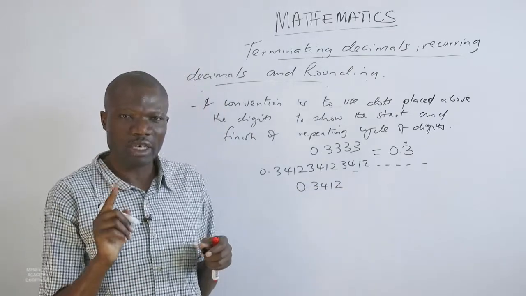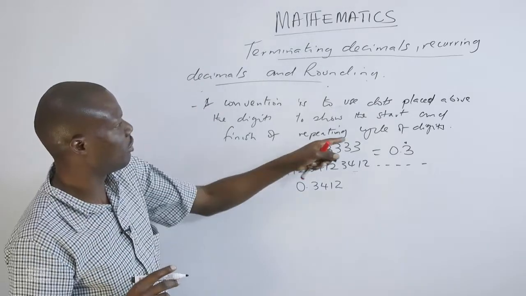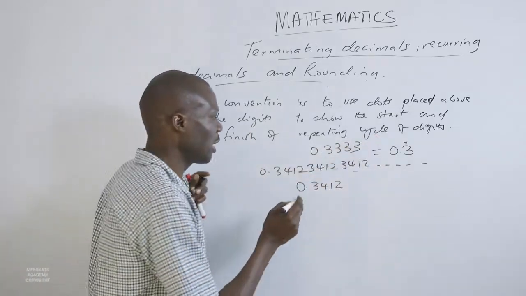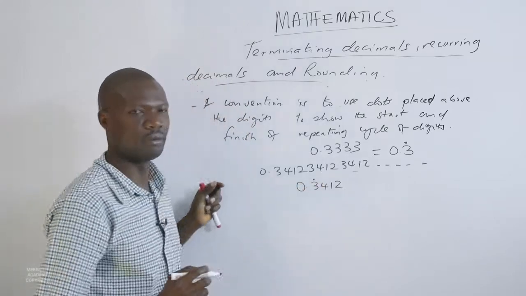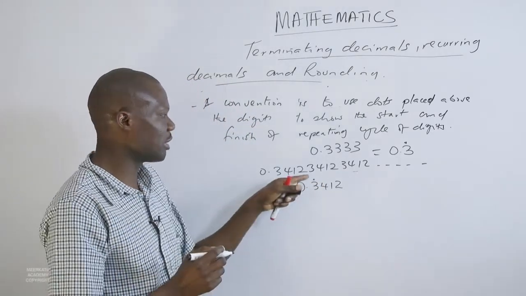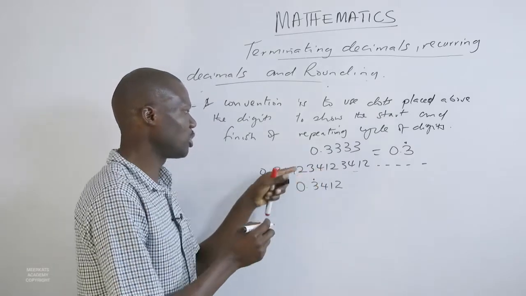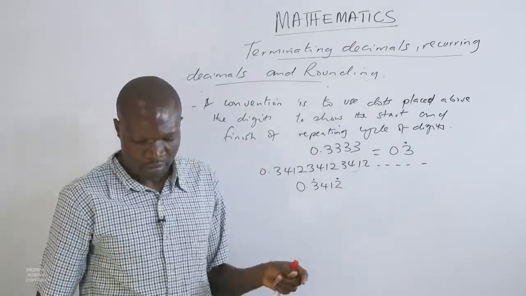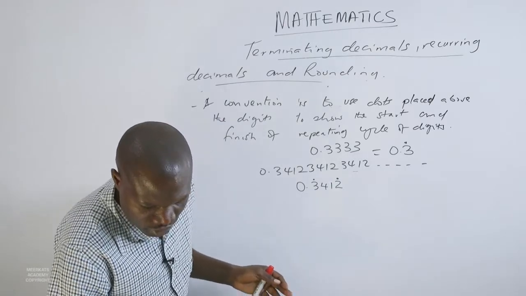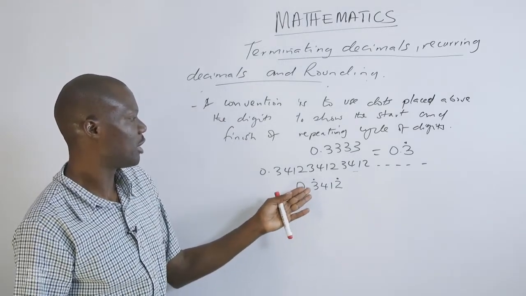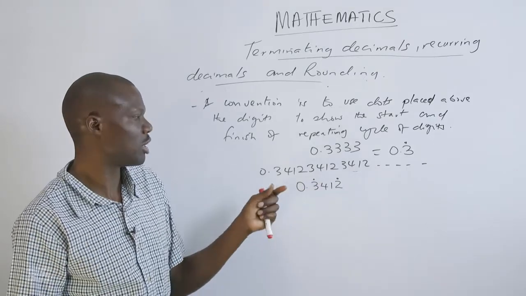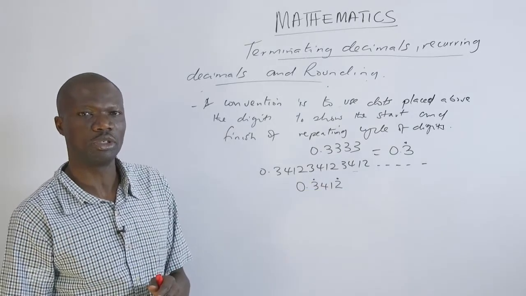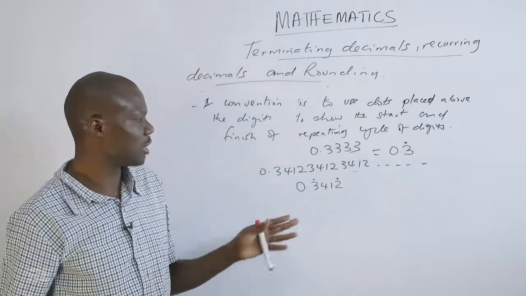0.3412. The start of the recurring digits here is 3. And the end of the recurring digits, when you look at this, is what? 2, before we start again repeating. So we shall place a dot above those digits which are recurring. That is 3 and 2. So you don't need to add all the others, just this.